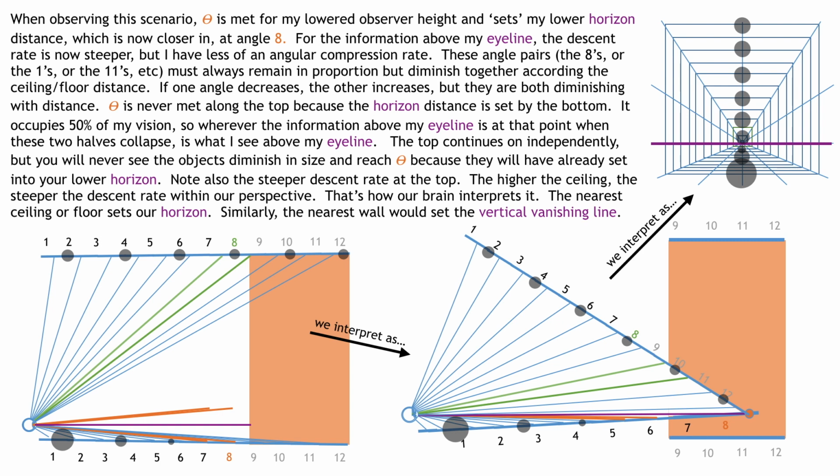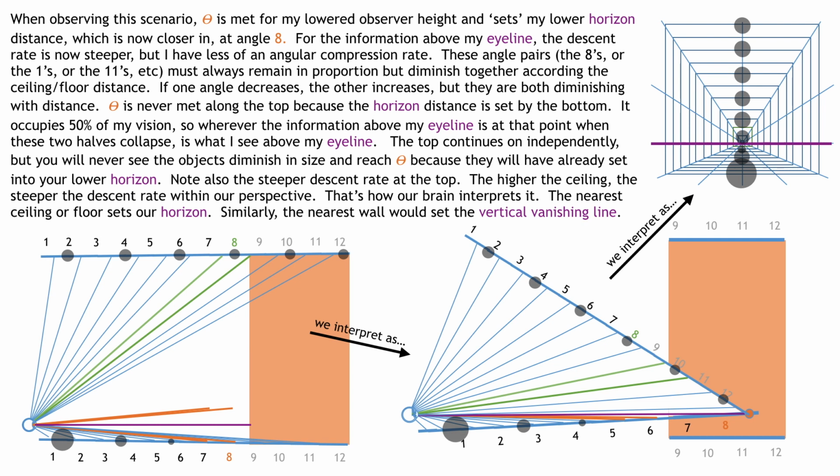Note also the steeper descent rate along the top. The higher the ceiling, the steeper the descent rate within our perspective. That's how our brain interprets it. The nearest ceiling or floor sets our horizon. Similarly, the nearest wall would set the vertical vanishing line if we wanted to model it that way from top down.